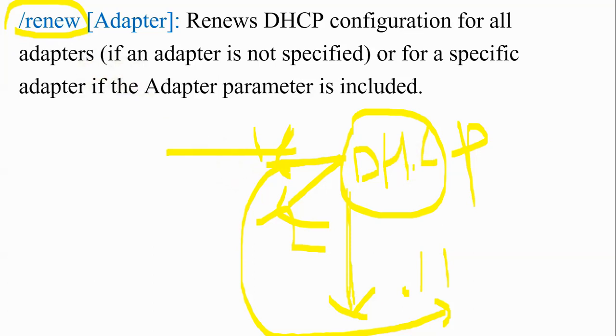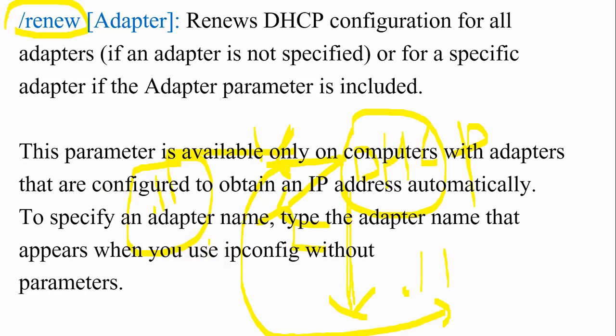So if this machine is taking the same IP address, even if it is taking .11 by DHCP, the DHCP server will assign some other free IP address to this host computer. So in that condition it is very helpful. You just need to run this renew and release command. And this will work only if that host is configured to get an IP address automatically. And you can even assign an adapter name.